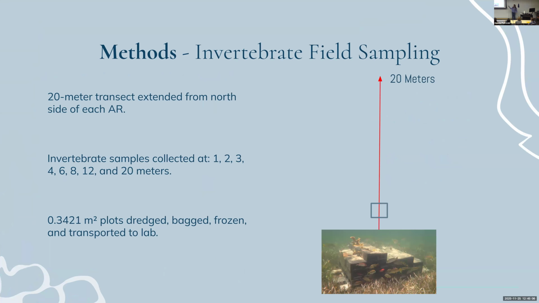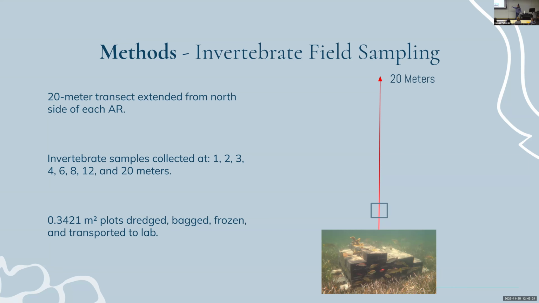So a little bit into the field sampling. I didn't participate in this, but I think it's important to go over because it kind of helps you understand the sample processing, which I'll go into next. So there are 20-meter transects that extend on the north side of every AR that we study for the invertebrates. I believe there were 5. That's what the AR looks like.